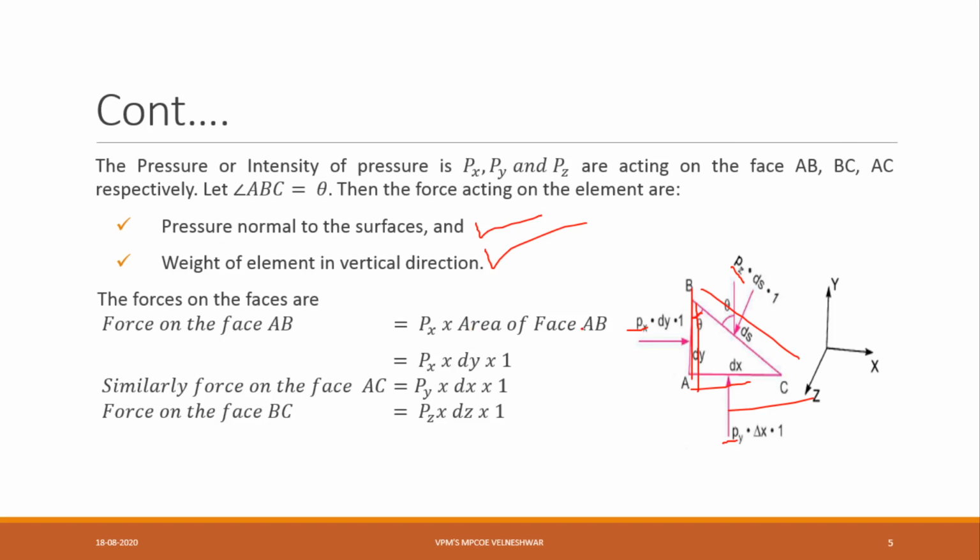That is px into the area of face AB, and the area of face AB is dy into 1. Similarly, on the face AC the pressure acts in the vertical direction, that is py into dx into 1. Force on face BC is pz into dz into 1. So here we got three faces. Force on AB is px into dy into 1, force on AC is py into dx into 1, and force on face BC is pz into dz into 1.